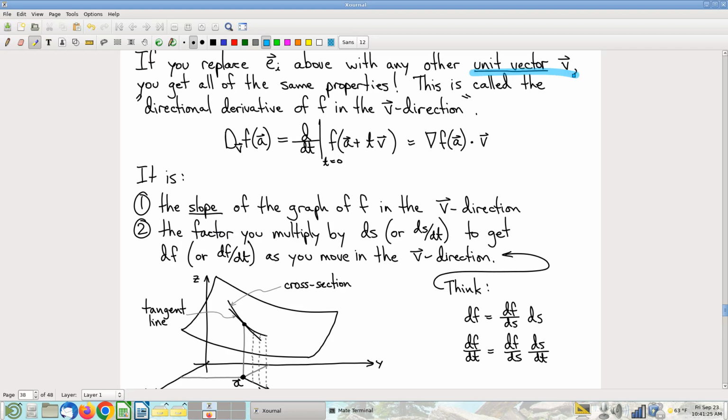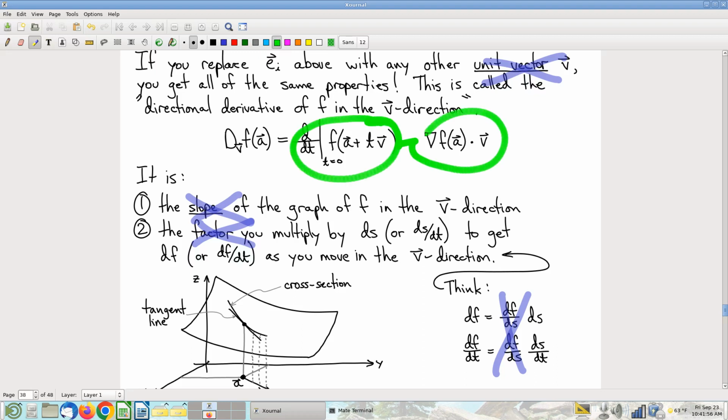Right? So if you take away the unit vector requirement, if you no longer require it to be a unit vector, you do not get slopes. You do not get factors. It's not df/ds anymore. So that's bad news. And so why would anyone want to do this? I mean, what's the win here? The win is that it still does remain that this expression is equal to this expression.